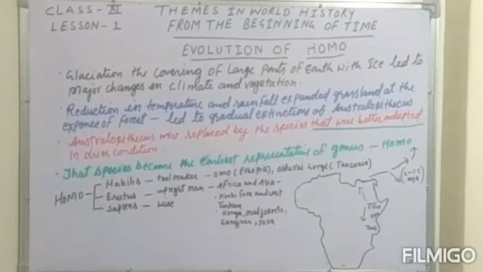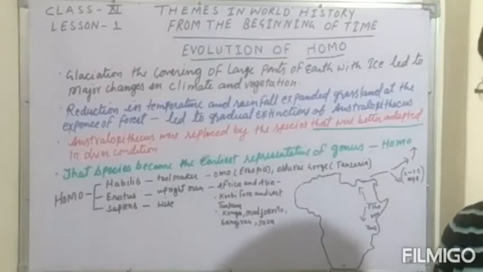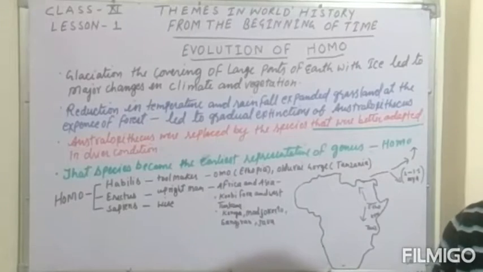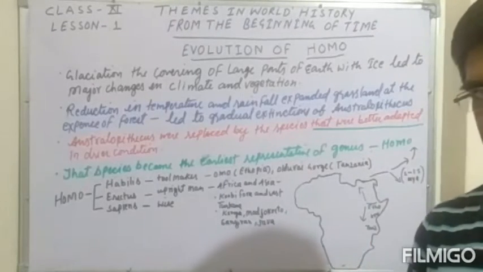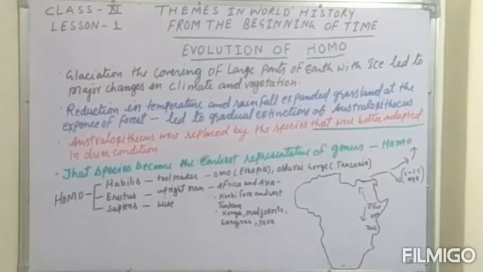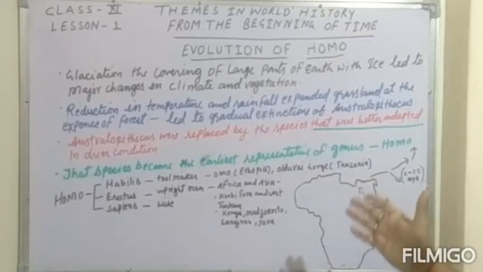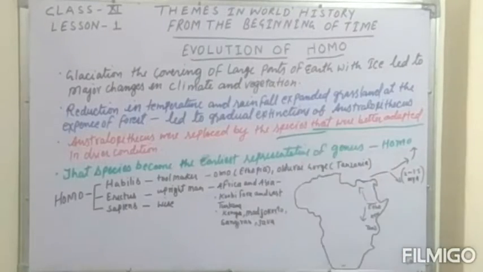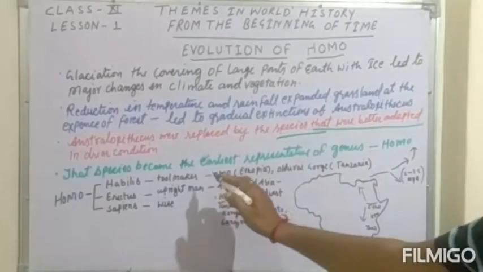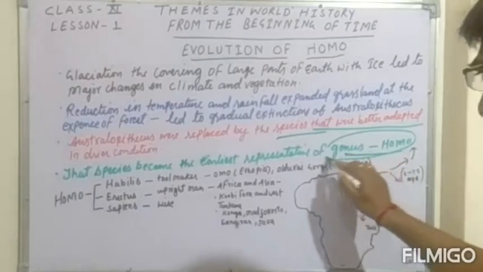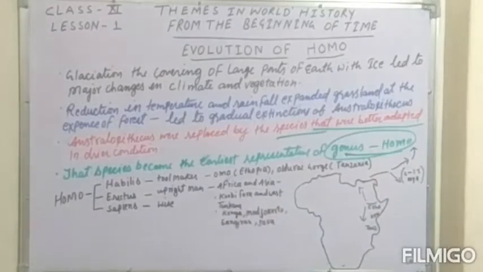This condition introduced the Homo, which was very adaptable to live in drier conditions, meaning very little water and grassland found on the earth to a large extent. This condition made them survive on the earth for a longer time. These species were very habituated to live on the earth for a long period, and that species became the earliest representative of the genus Homo. That is the very important thing which we have to discuss today.